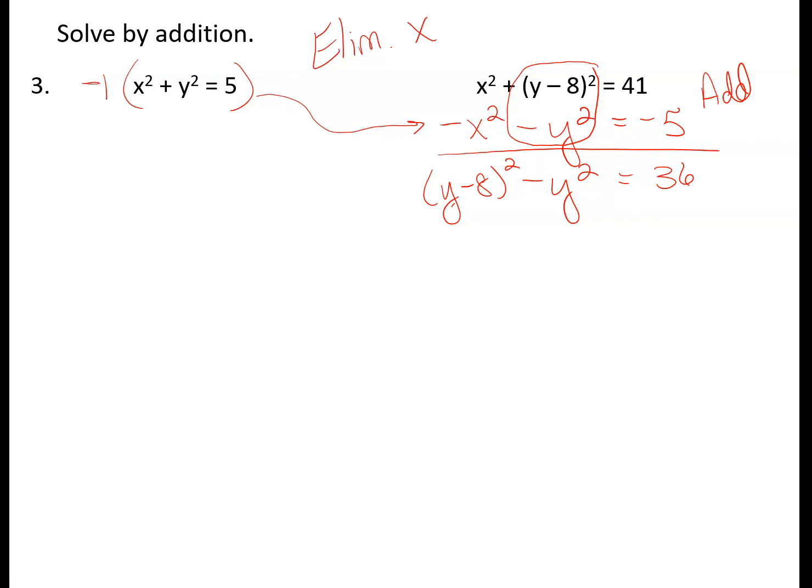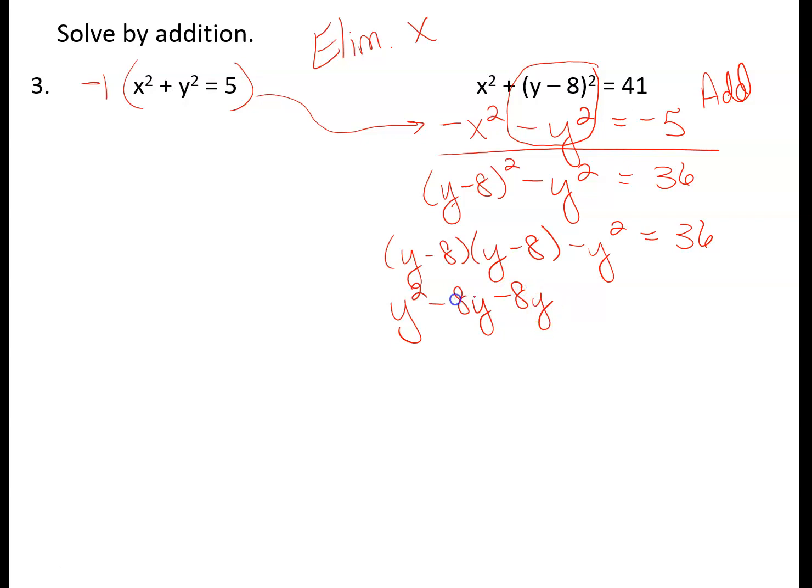Let's FOIL to get rid of those parentheses there. So we've got y minus 8 times y minus 8. Bring down the minus y squared and the 36. And if we FOIL, we get y squared minus 8y minus 8y, outside, inside. And last is positive 64. Bring down the minus y squared.